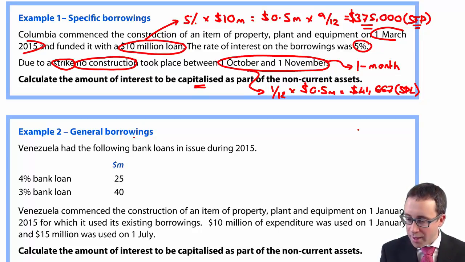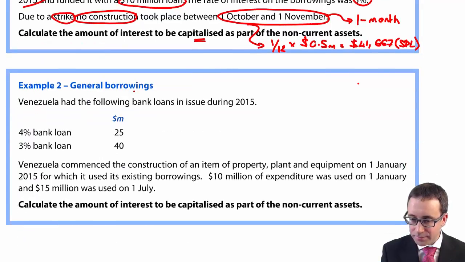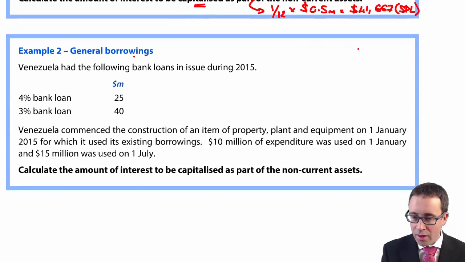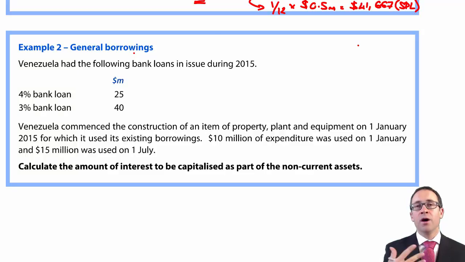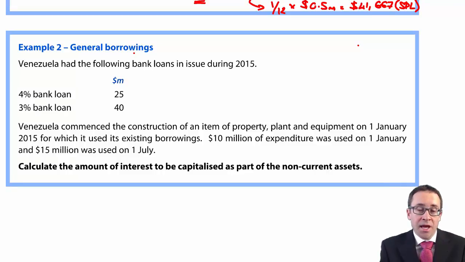Just moving on before we complete this small little chapter. We've then got your general borrowings. When we look at the type of borrowings, we have your specific borrowings, whereby you take out a loan to fund an asset to be constructed. Okay, we've gone through and looked at that in example number 1.